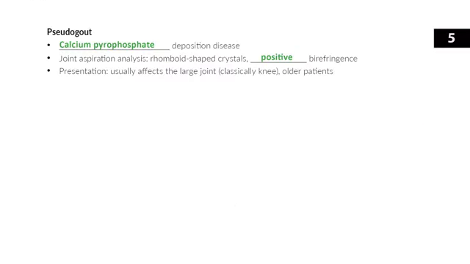Pseudogout usually affects the large joints, classically the knee, and it affects older patients over 50 years old, often over 60 or 70 years of age. Then treatment is basically the same as gout as well, steroids or NSAIDs or colchicine.